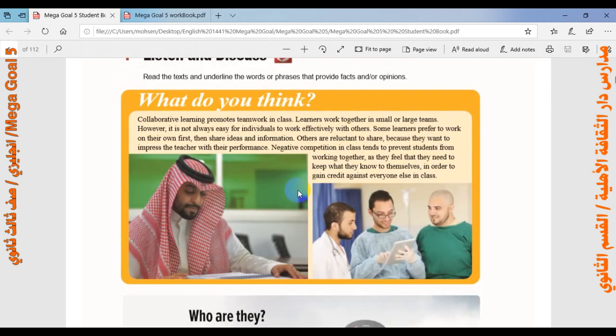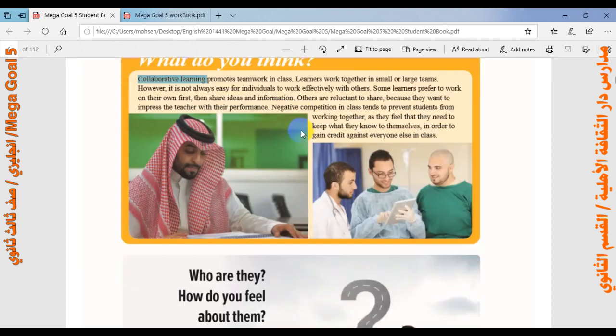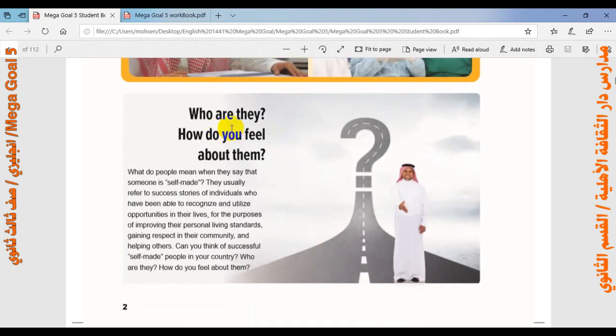So here in this script, you are going to know more information about collaborative learning. Then who are they and how do you feel about them? This is about self-made people.